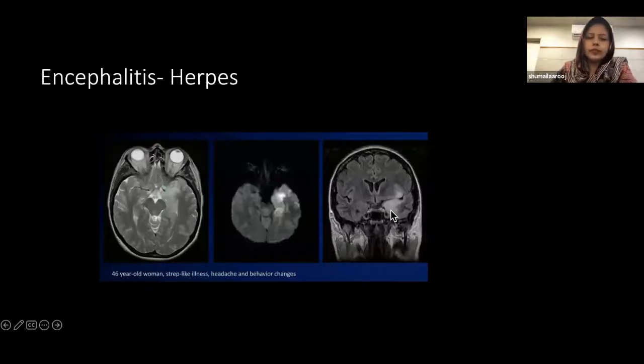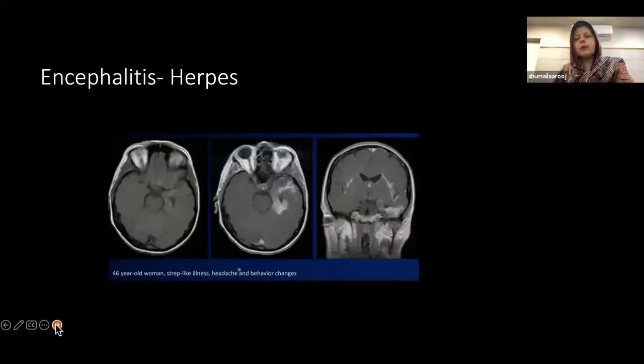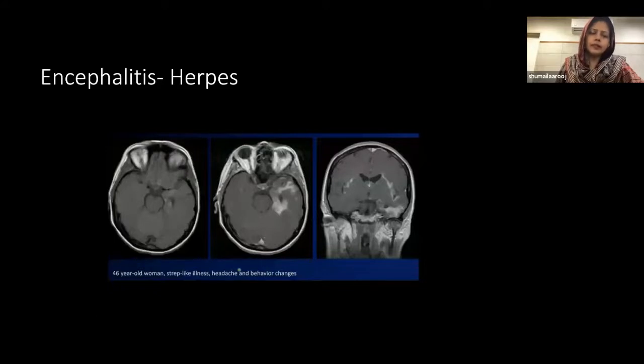So this was a 46-year-old woman who presented with headache and behavioral changes. Basically, this was a case of herpes encephalitis. Definitely, the lumbar puncture and the rest of the lab investigations support our diagnosis, but we raise a high index of suspicion on the basis of imaging, because after that the certain investigations are generated. So it is very important to pick up all these findings on your MR.